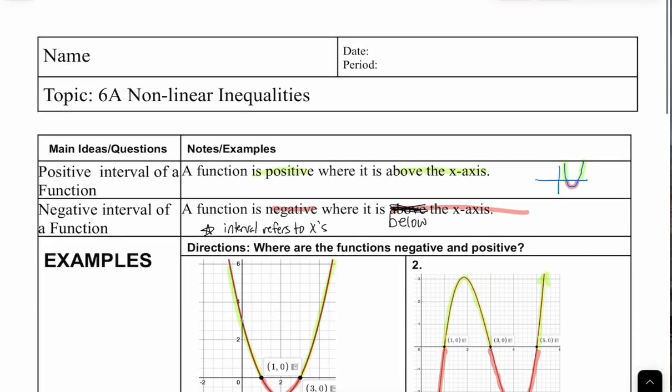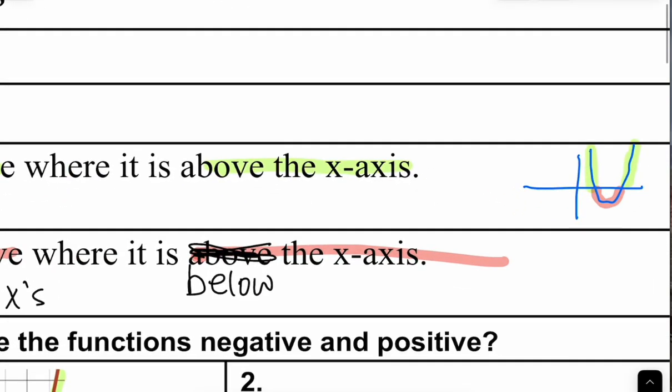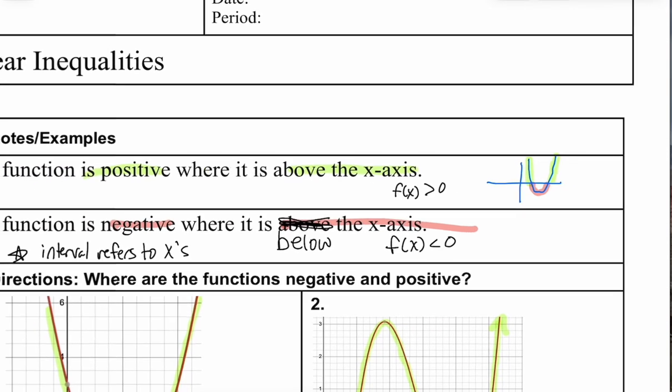We can even put that up in our little notes here. This would be when our function is greater than 0. This would be when our function is less than 0. So make sure you know that notation. It's very important. Greater than 0 are positive numbers, less than 0 are negative numbers. So if you know that, you're going to be good to go. Any other questions so far?